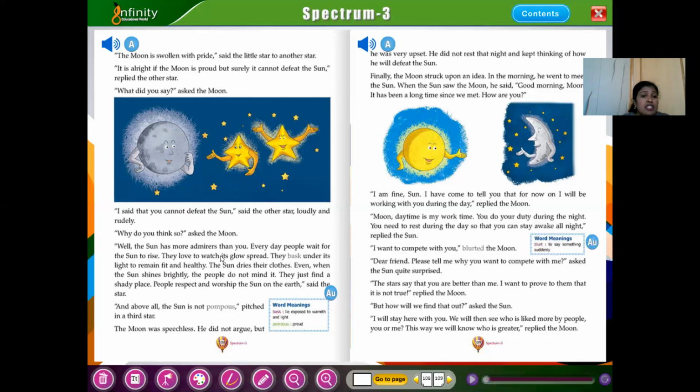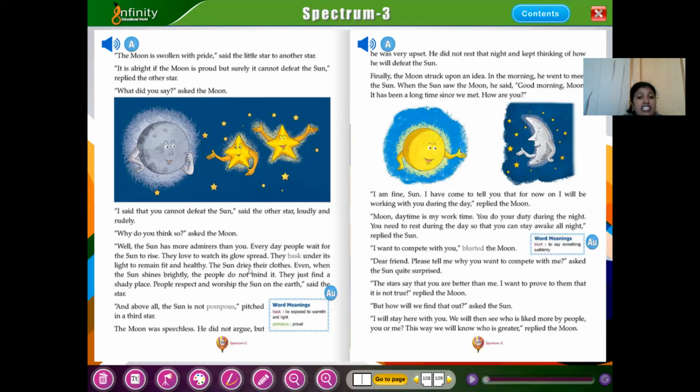Because of that, they are waiting for sunrise. They bask under its light to remain fit and healthy. Under the warmth and light of the sun, the people remain very fit and healthy.